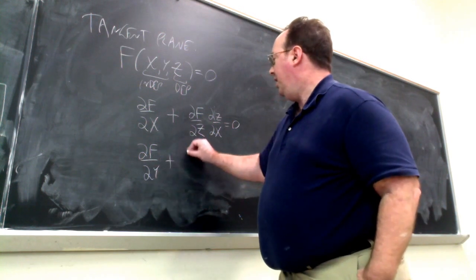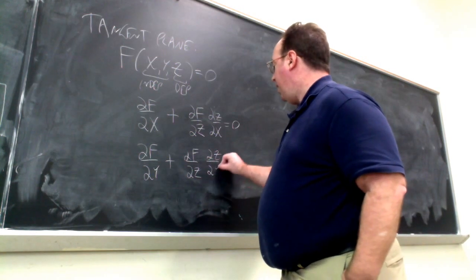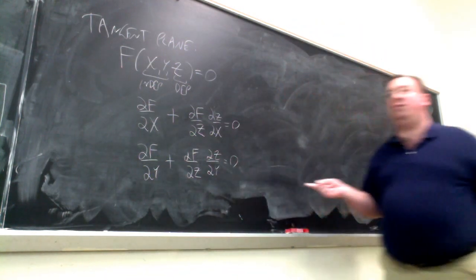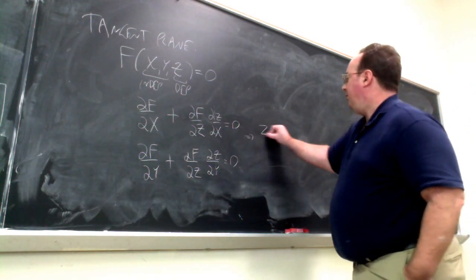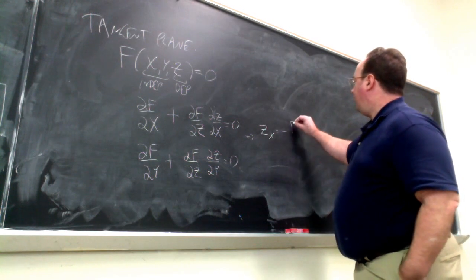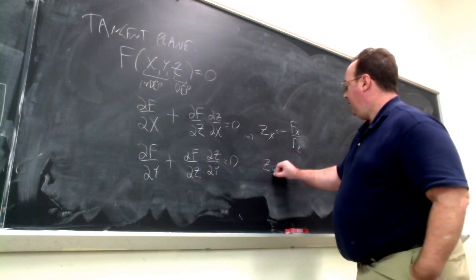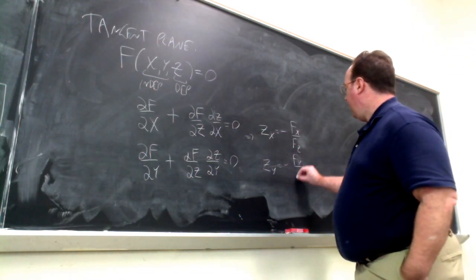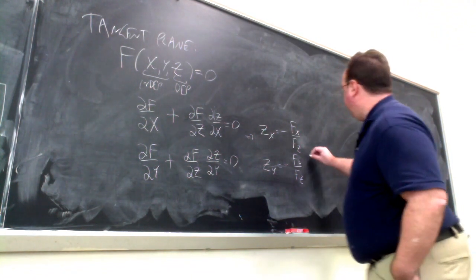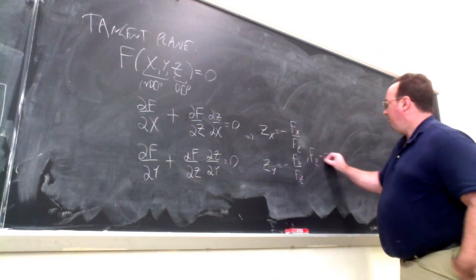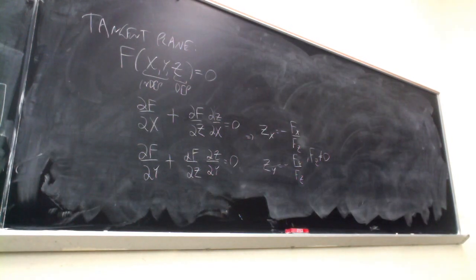Partial with respect to y plus partial with respect to z, partial of z with respect to y, also equals 0. And then you can just go ahead and solve these for partial of z with respect to both x and y. So z_x equals minus f_x over f_z. z_y is minus f_y over f_z. And here it's required that partial of f with respect to z is non-zero.